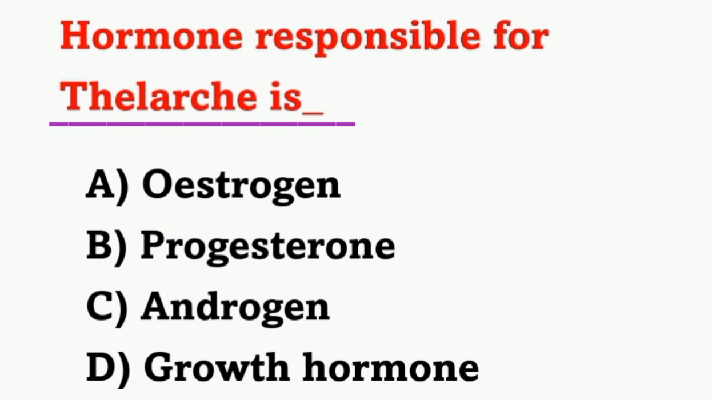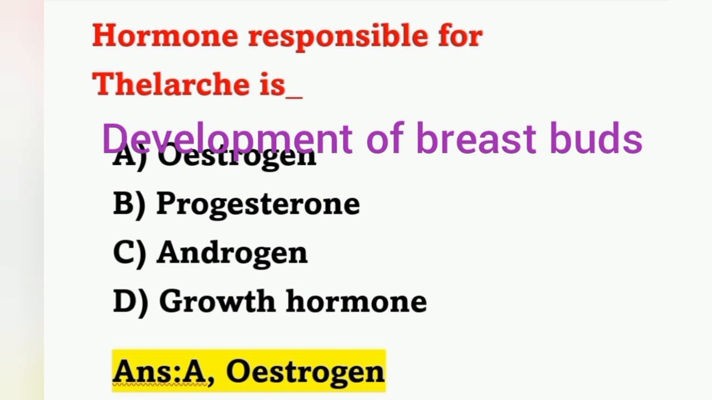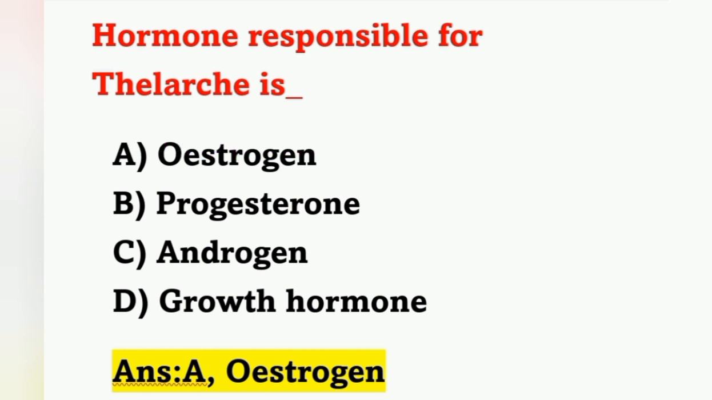Hormone responsible for telarchy is? Option A estrogen, option B progesterone, option C androgen, option D growth hormone. Our question, which hormone is responsible for telarchy? Telarchy means starting of breast bud or development of breast bud. It is one of the signs of puberty. So the hormone responsible for telarchy is estrogen. Option A is the correct answer.